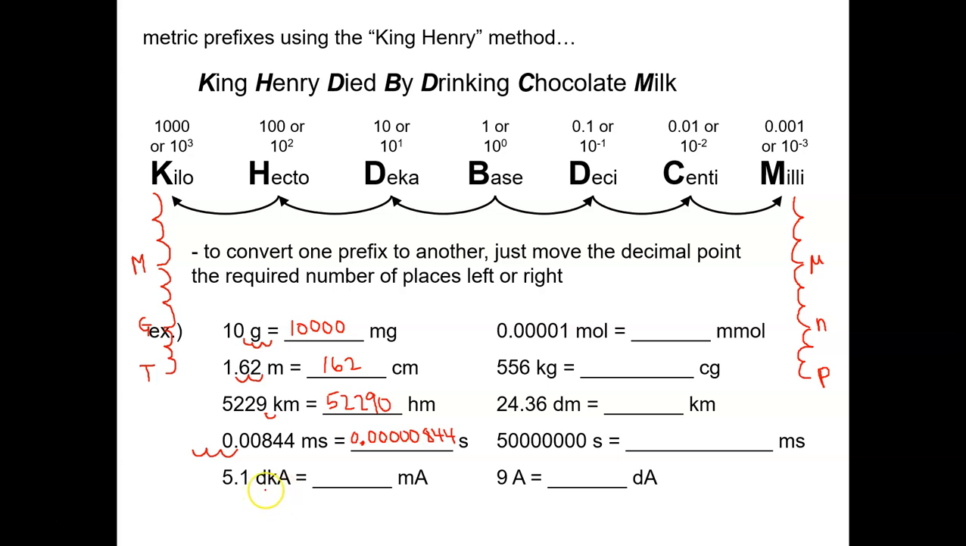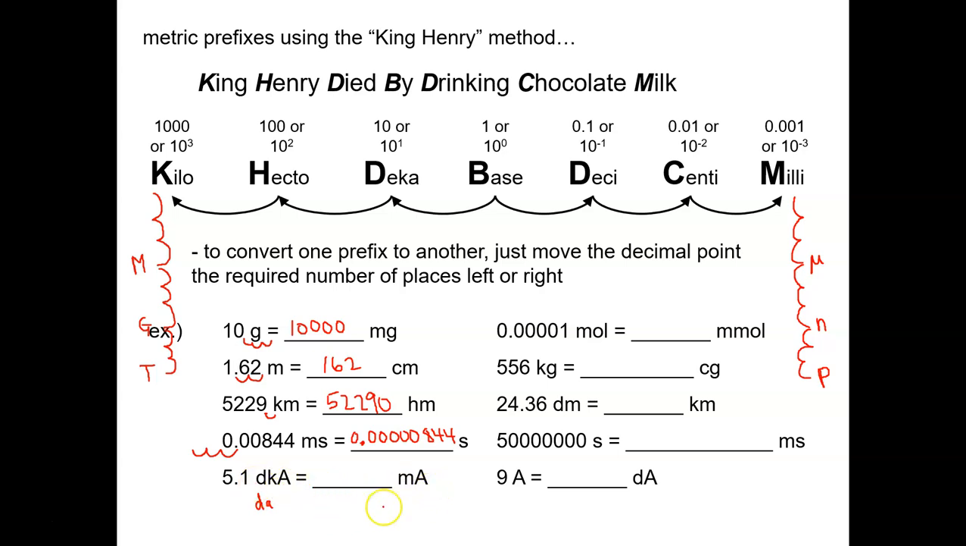The next one, dk. dk is deca. Sometimes they'll also write it as dA for deca, but most of the time it's written as dk. They can't just write d, because then it would get confusing with deci. So deci is just d. dk is deca. What does capital A stand for? Well, that's amps. So this is deca amps to milliamps.